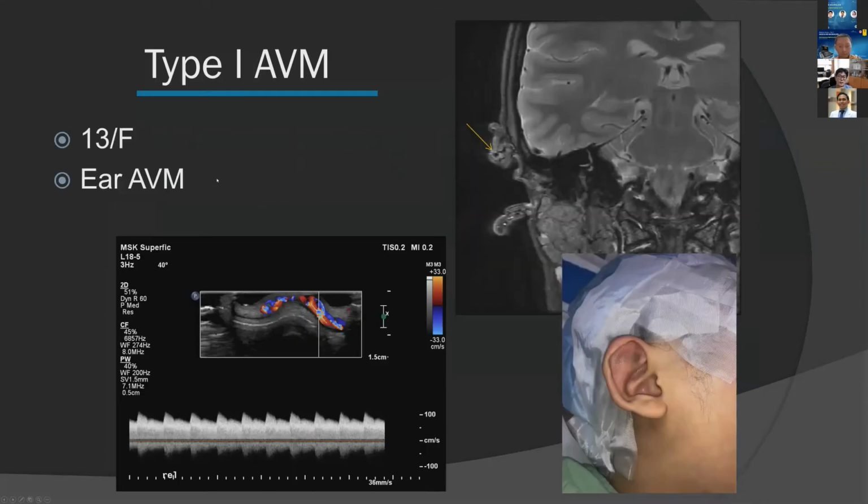This is another case. The patient had an ear AVM. You can see the signal void on MRI.